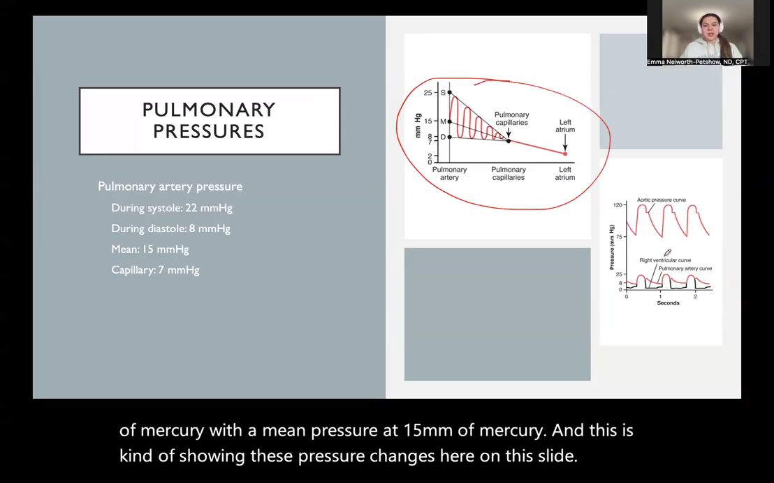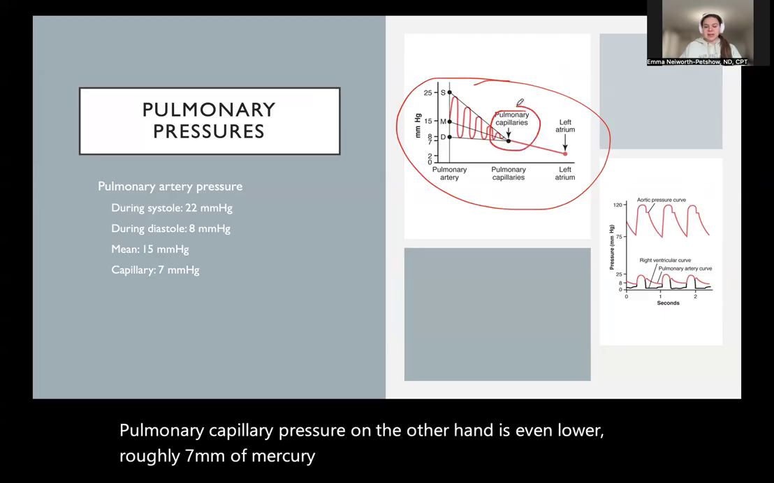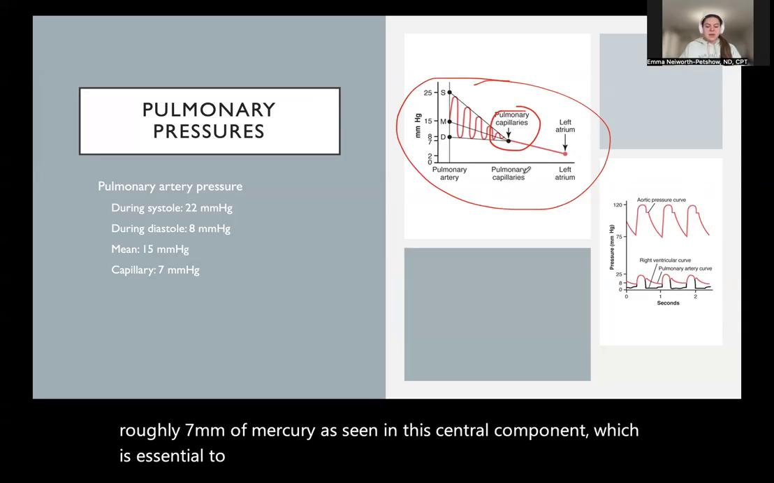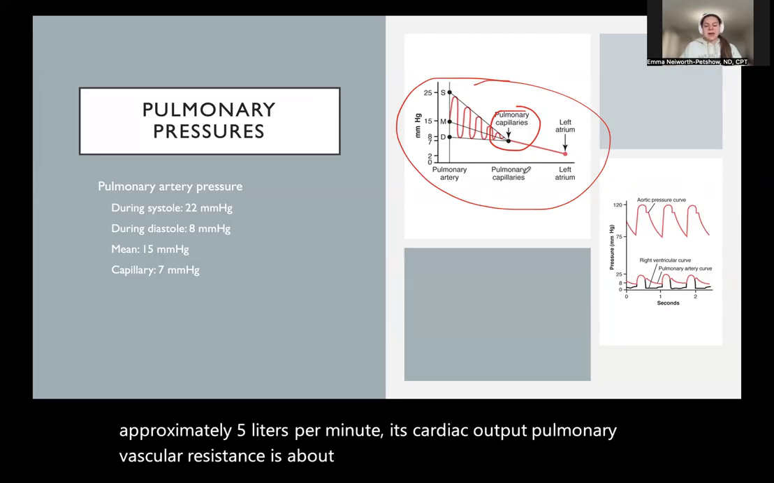Pulmonary capillary pressure, on the other hand, is even lower, roughly 7 millimeters of mercury, as seen in this central component, which is essential to prevent alveolar flooding. Despite a flow of approximately 5 liters per minute, that's cardiac output, pulmonary vascular resistance is about 1/7 of systemic resistance, highlighting how vessel structure governs the hemodynamics.